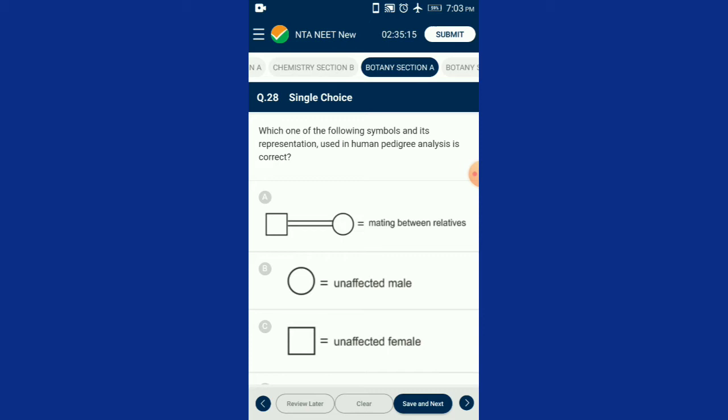In human genetics, the pedigree study provides a strong tool which is utilized to trace the inheritance of a specific trait, abnormality, or disease. Some important standard symbols are used in pedigree analysis. Option A, mating between relatives. So that is the symbol and its representation used in human pedigree analysis that is correct.